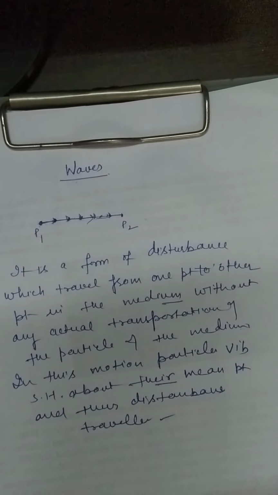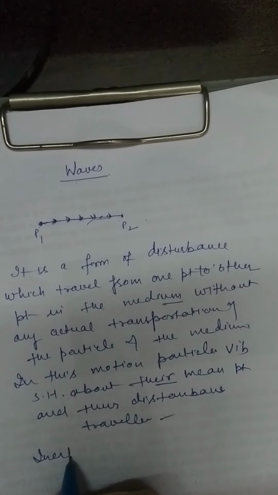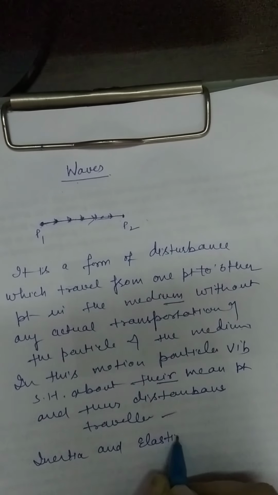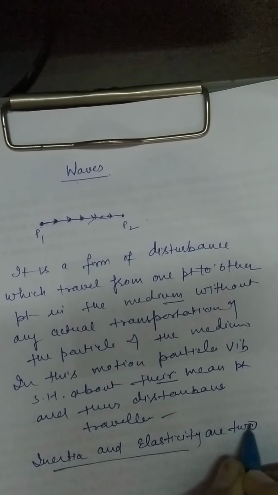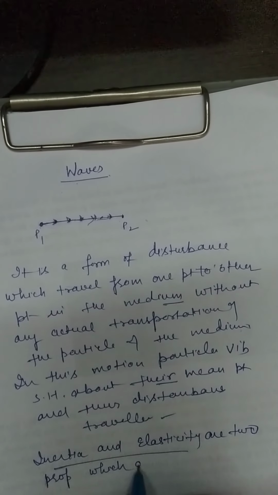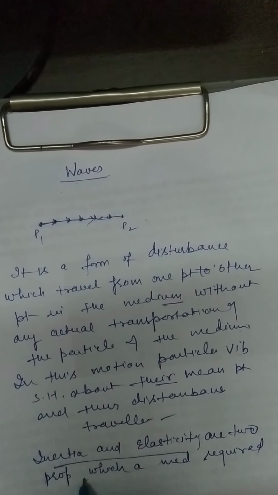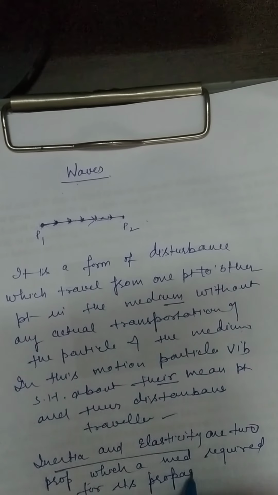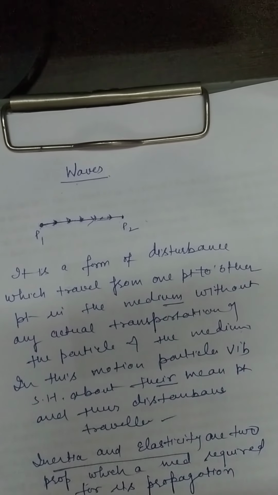Now, for the propagation of wave, the medium must require two properties, that is inertia and elasticity. Inertia and elasticity are the two properties which a medium requires for its propagation. Right? किसी भी मीडियम में अगर आपको वेव ट्रांसफर होनी है, then propagation. Right?